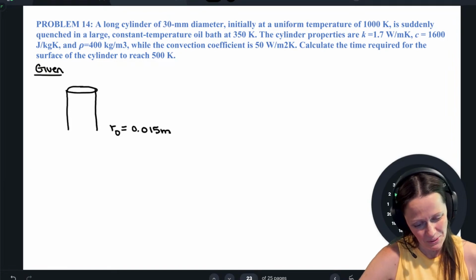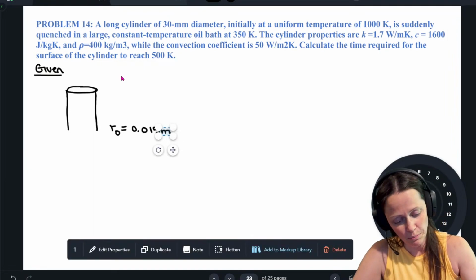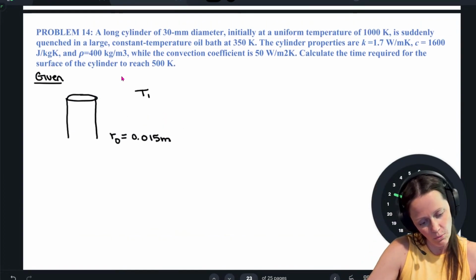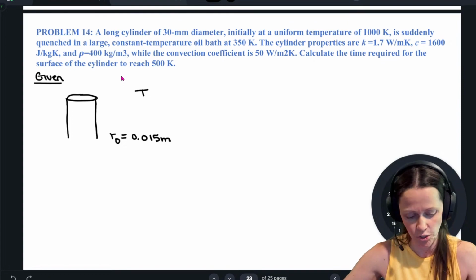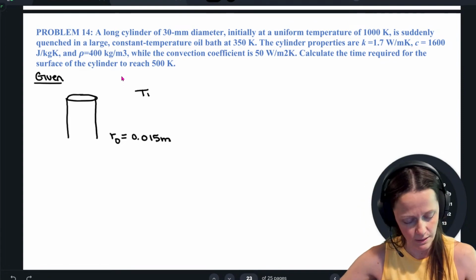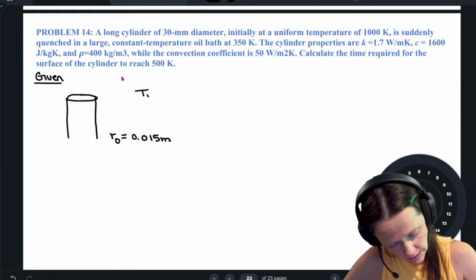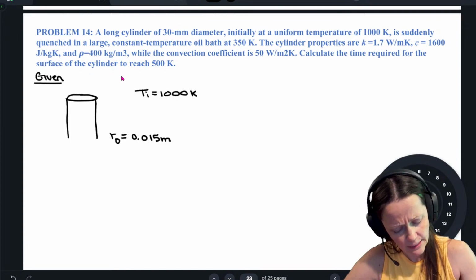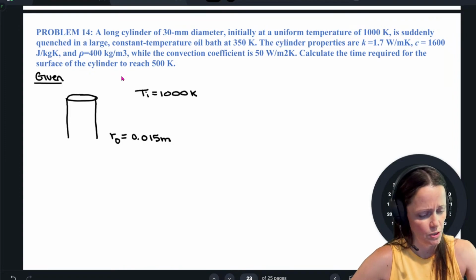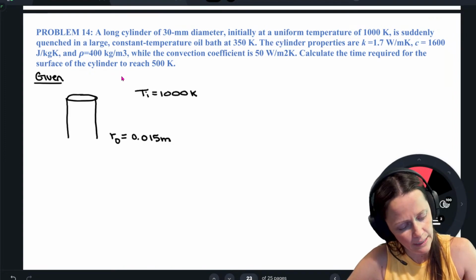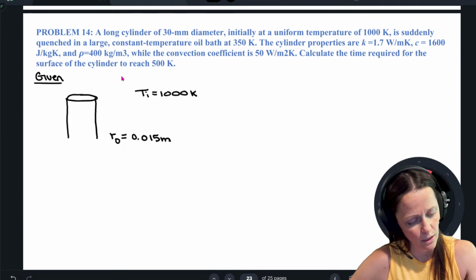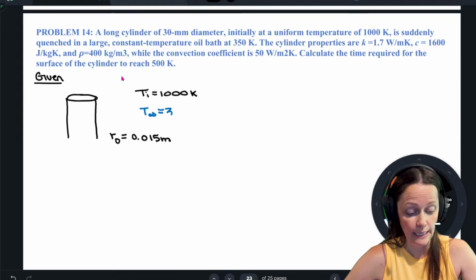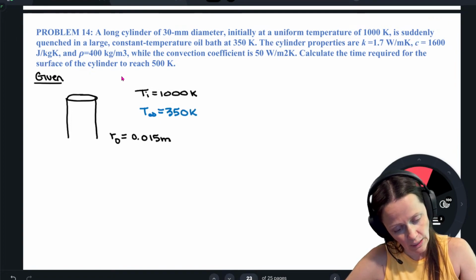All right, so R naught is 0.015 meters. Initially at a uniform temperature of T initial, 1000 Kelvin, it is suddenly quenched in a large constant surface temperature oil bath. So let's make this blue. Our T infinity is 350 Kelvin.